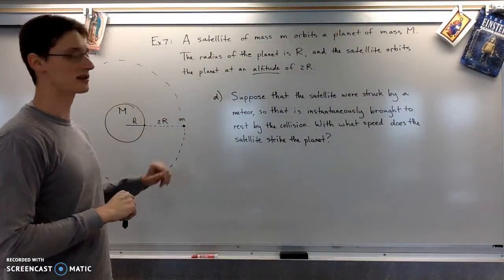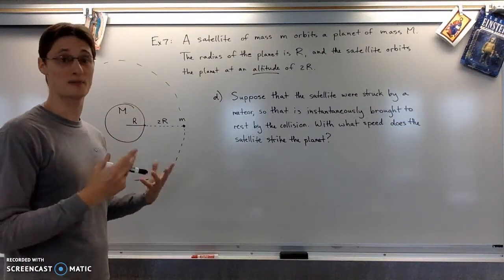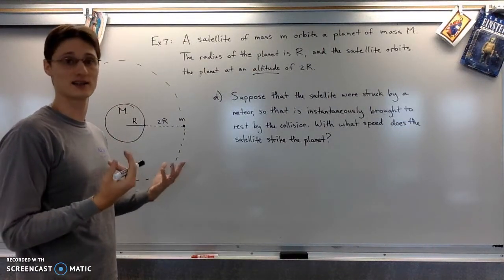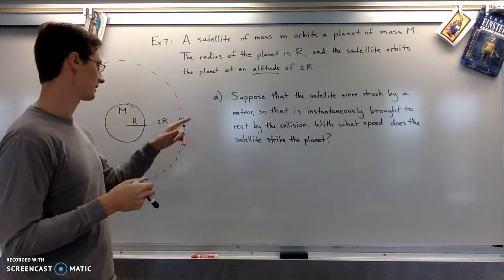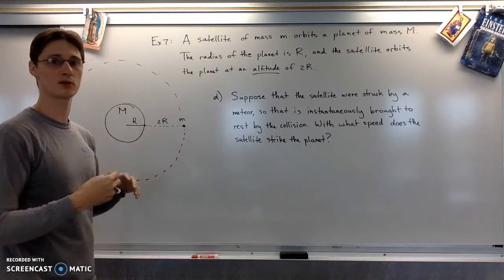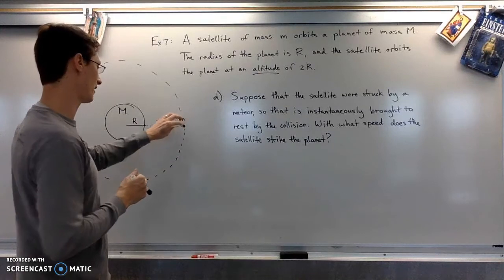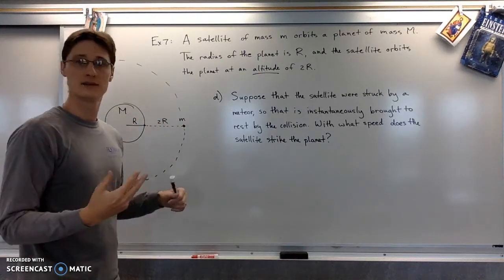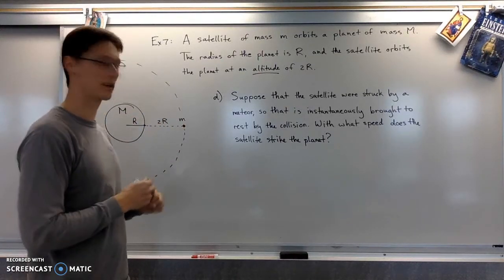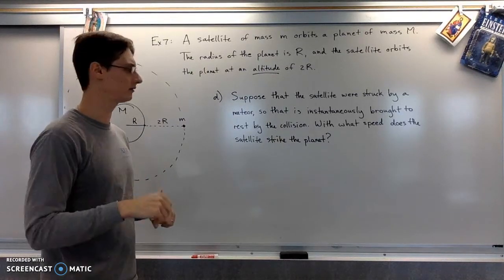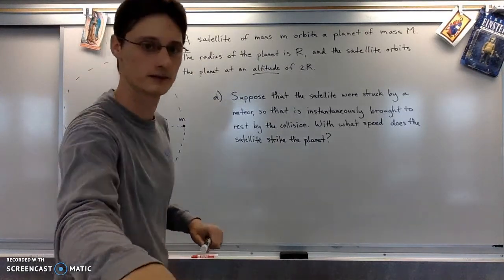So the idea here is if you just drop something from a really high height, that's essentially what's going on here. So if it's instantly brought to rest, just stops here and then falls towards the Earth, how fast is it going to be moving when it strikes the Earth? All right, let me pause the video and write some algebra up here.